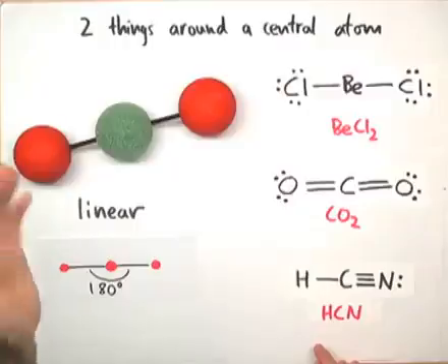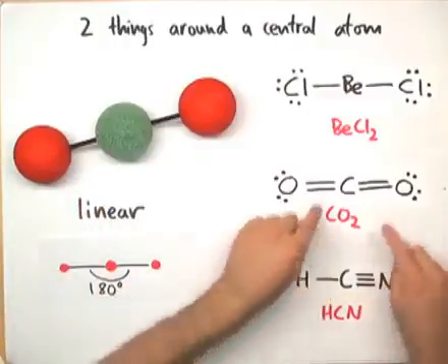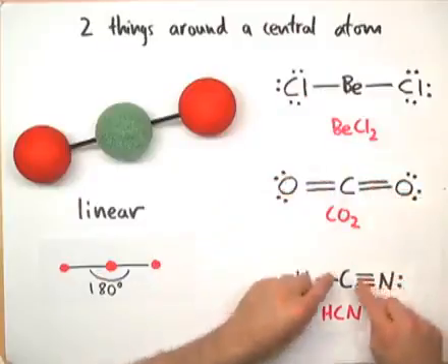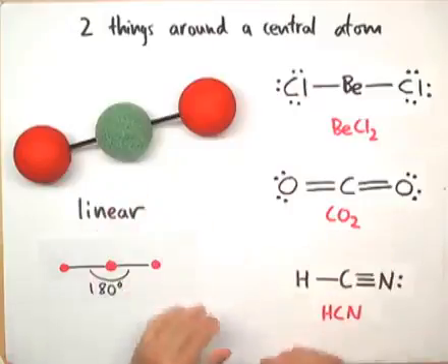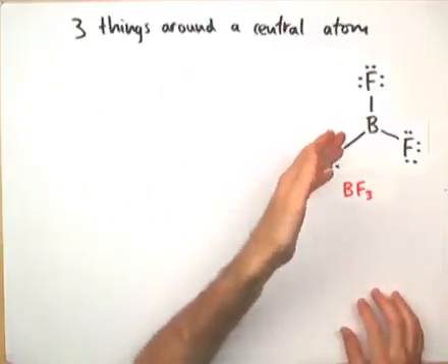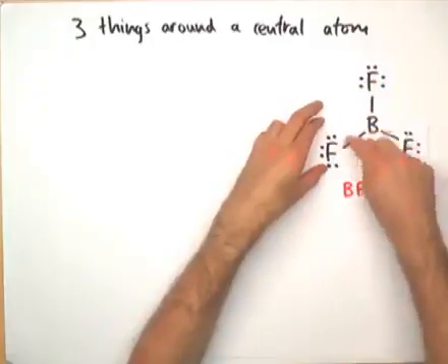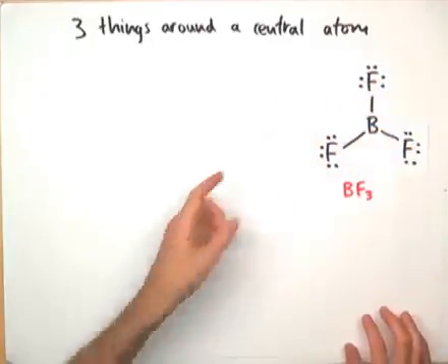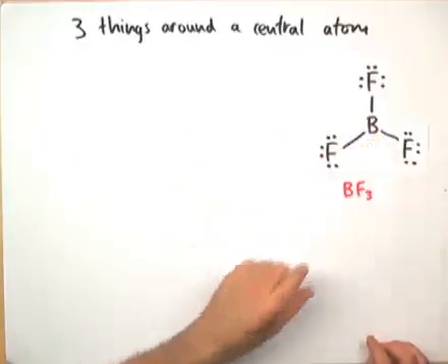So we always get a linear molecule, 180 degrees, whenever we have just two things surrounding a central atom. Now let's take a look at some molecules where we have three things that are surrounding a central atom. Here in BF3, I have a central atom surrounded by three bonds to other atoms. And in this case, boron, like beryllium before, is an exception to the octet rule.